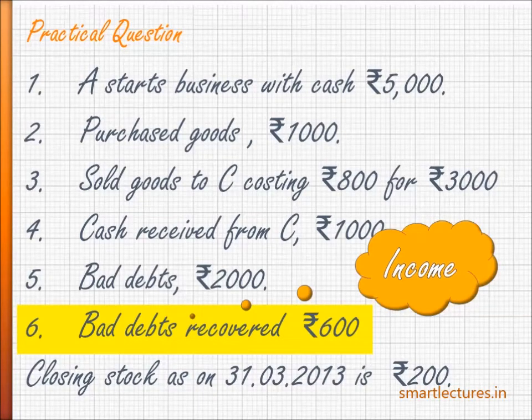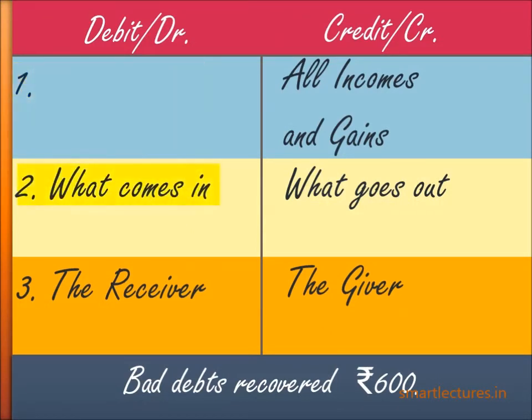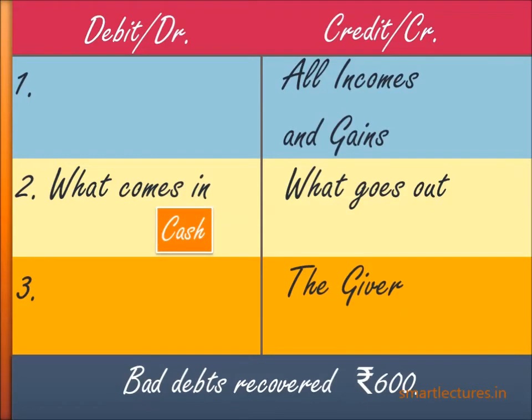So let's go to the table of option. Let's find out debit and credit. On debit side, debit all expenses and losses? No. Debit what comes in? Yes. Anything has come in? Yes. Cash has come in the form. So you write down cash.